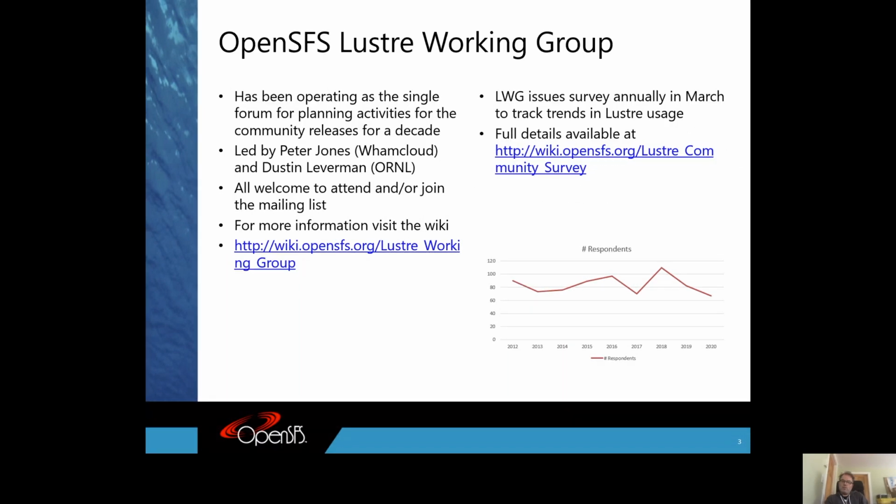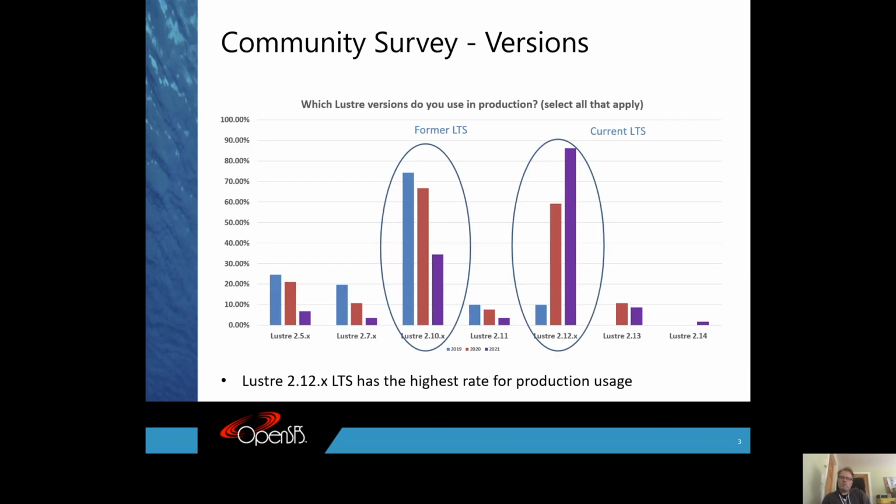I also provided a detailed summary of this year's data in my presentation at LUG this year, but right now I'm just going to focus specifically on the version output. You can see here the last 3 years of data about Lustre versions in production: 2019, 2020, and 2021. Typically the trend is for that to decline over time as people move to newer versions, or perhaps older systems go out of service.